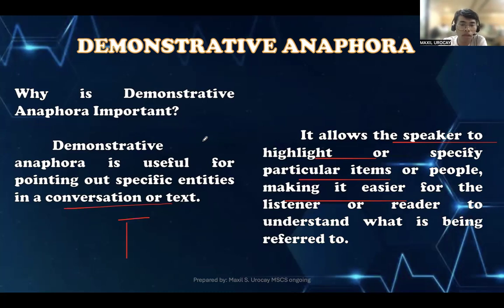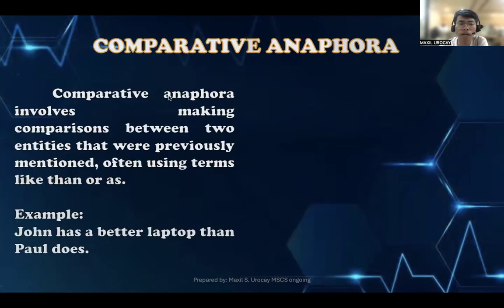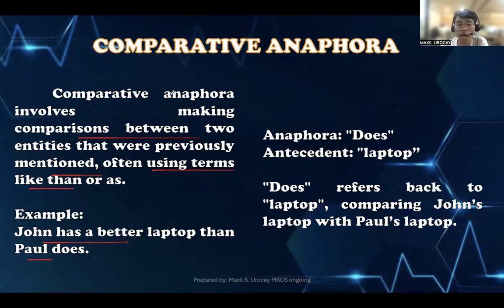Now, let's move on to the comparative anaphora. Comparative anaphora is different since it involves making a comparison between two entities that were previously mentioned, often using terms like than or as. So, example here, John has a better laptop than Paul does. So, what does it mean here? We have anaphora, the does, and the antecedent will be the laptop.